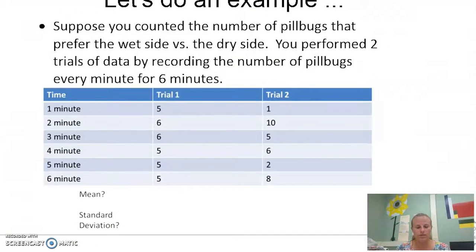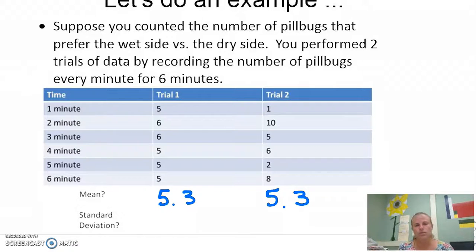Suppose you counted the number of pill bugs that prefer the wet side versus the dry side. You perform 2 trials by recording the number of pill bugs every minute for 6 minutes. First step, you're going to find the mean of each one, and I've already done that. So the mean here is 5.3, but now the mean here is also 5.3. But look at the actual data from trial 1 versus trial 2. Do you notice that there is a wider range in the data in trial 2?